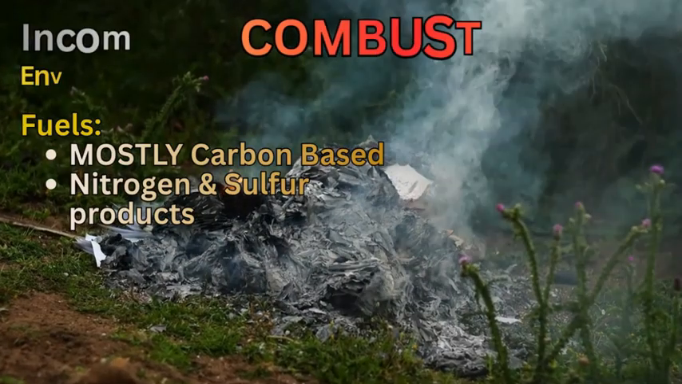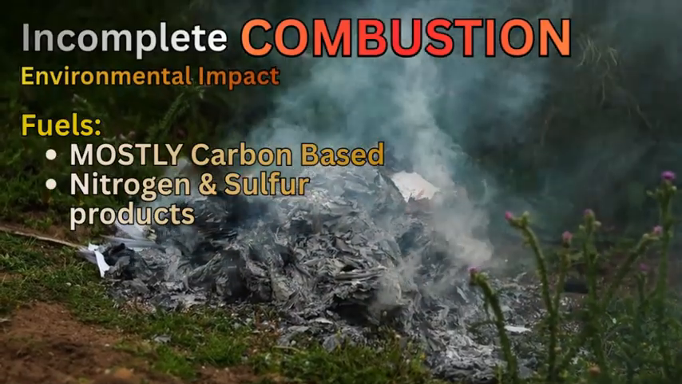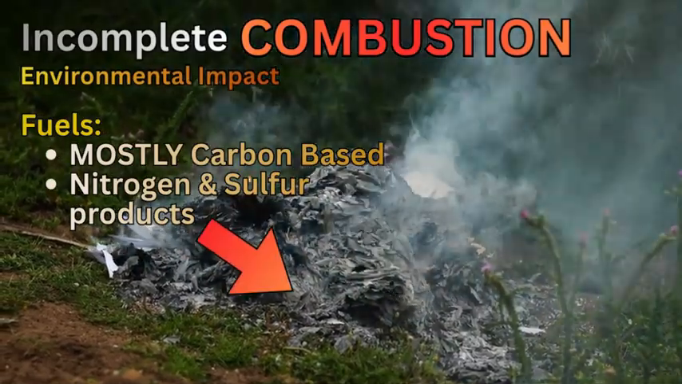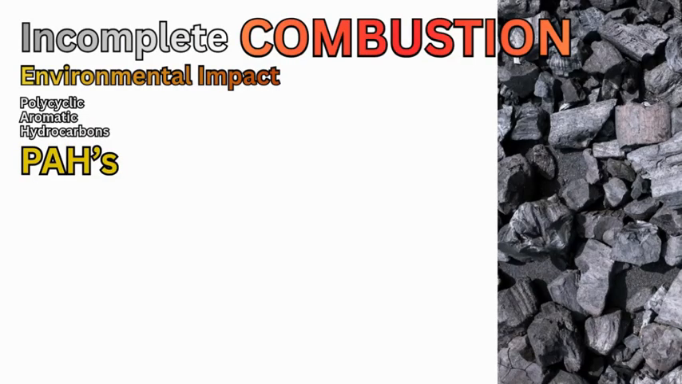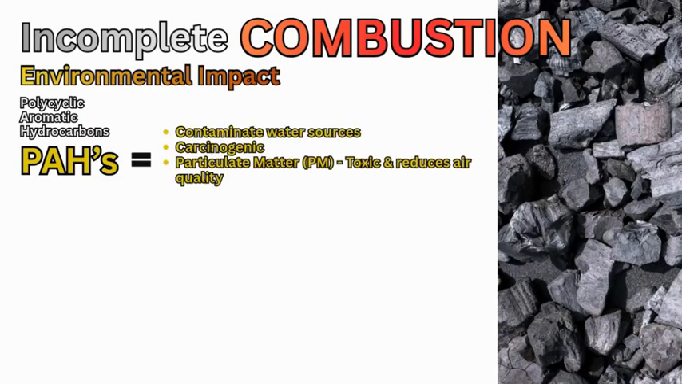As discussed before, incomplete combustion of mostly carbon-based coal as a fuel, or nitrogen or sulfur fuel products, can produce environmentally toxic pollutants that can affect the environment both indoors and outdoors. For example, the PAHs and the hydrocarbons will contaminate water sources. They're carcinogenic. When they add to particulate matter, they become toxic and a severe air pollutant.